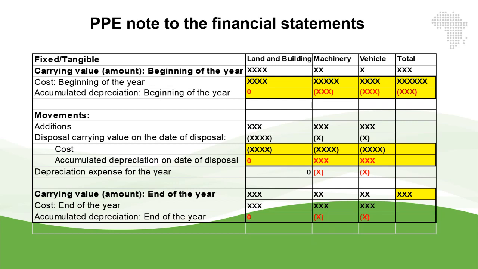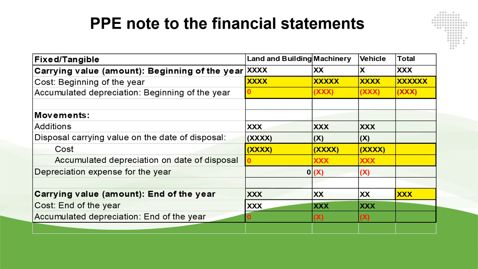And what are you going to deduct? You're going to deduct the total accumulated depreciation on the date of disposal. If you have sold that particular asset, it means you have removed that accumulated depreciation. It needs to be deducted from this. That's how you're going to get your accumulated depreciation at the end of the year.